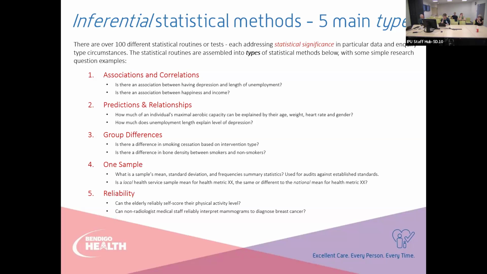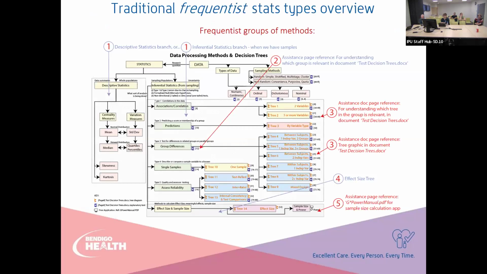And that is a constant thing in the hospital setting. What is it that affects length of stay? And how can I improve those factors that affect length of stay to minimize or optimize it? That's one thing. Group differences we've talked about, which is pre and post, or an experimental group and a baseline group.